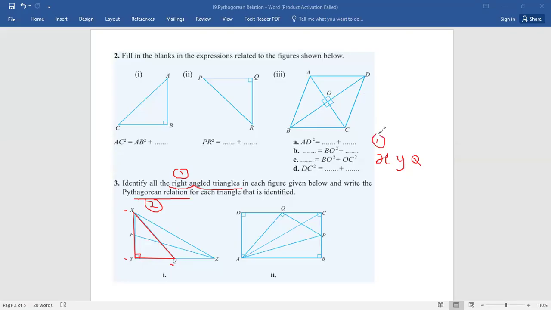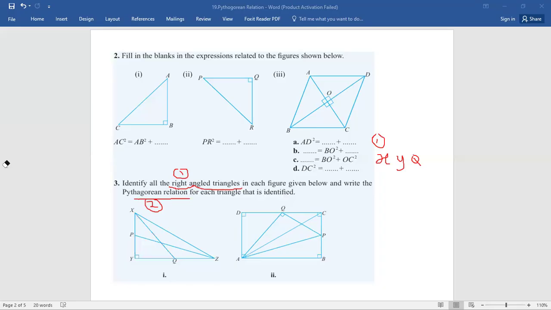This is my first one. First of all, I will try to identify my right angle triangles. So XYQ is one of the right angle triangles that I have in this picture, right? Now I am going to identify another right angle triangle by looking at this.